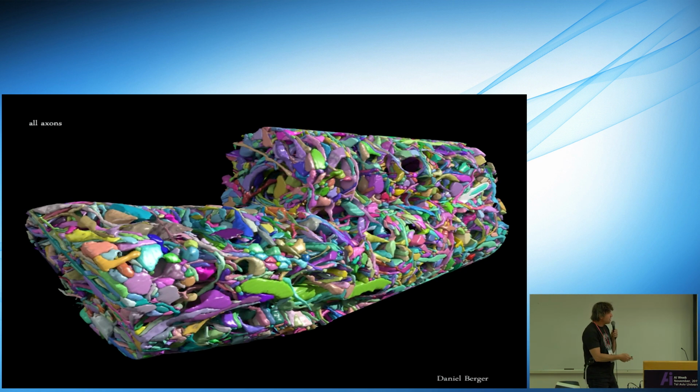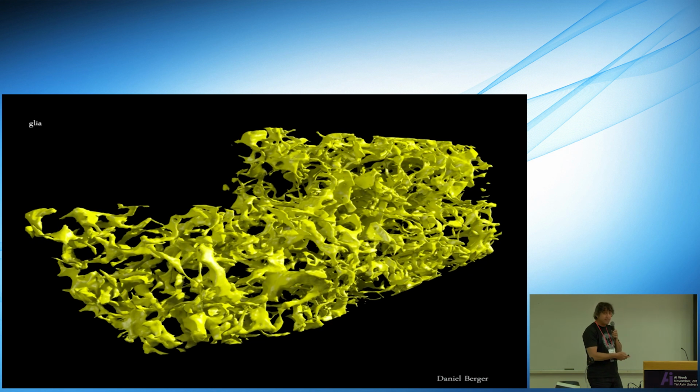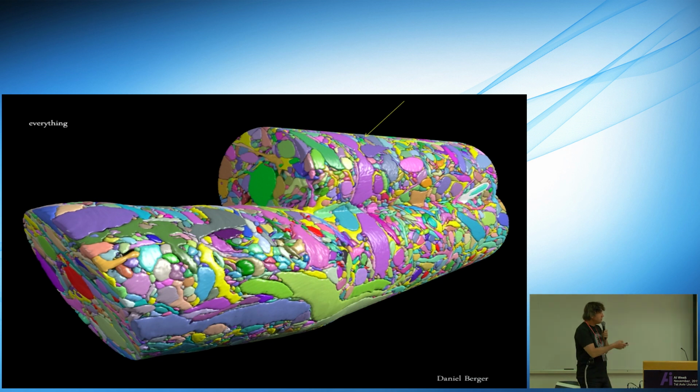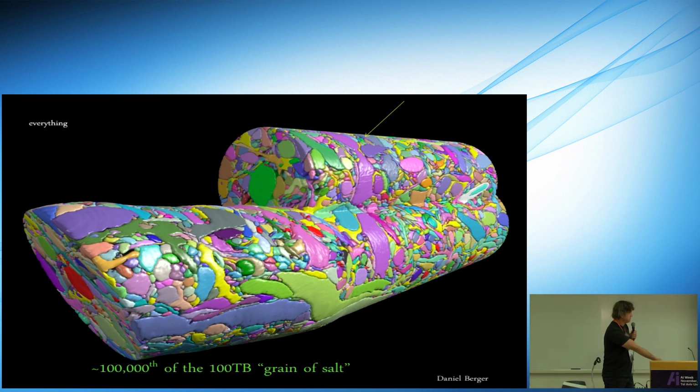And here are all the axons in this volume. And here are all the glia cells in this volume. And all this, when you combine it together, will be this little tiny piece of brain. And it is about 100,000th of that little tiny piece of that grain of salt, this thing here. Now, it looks like it's immensely dense, right?